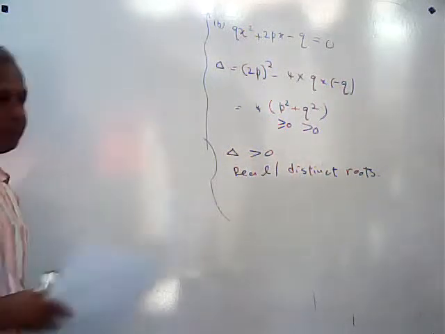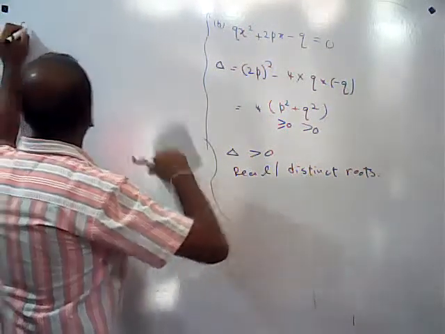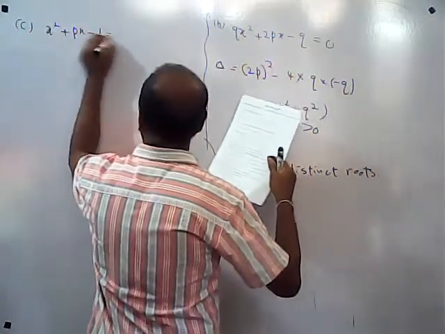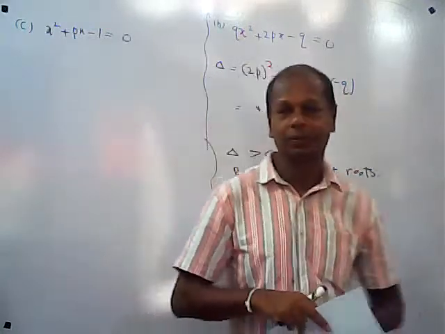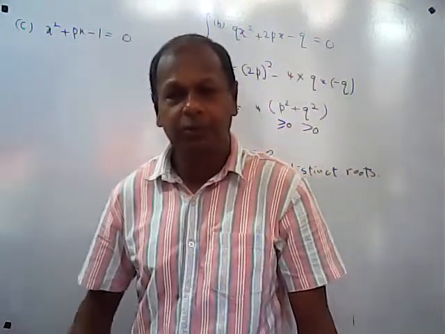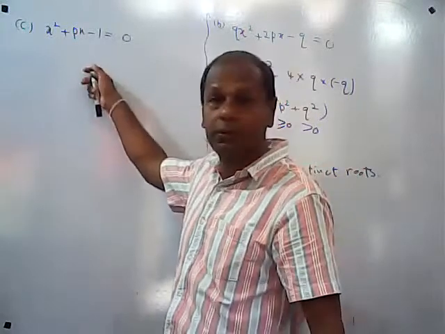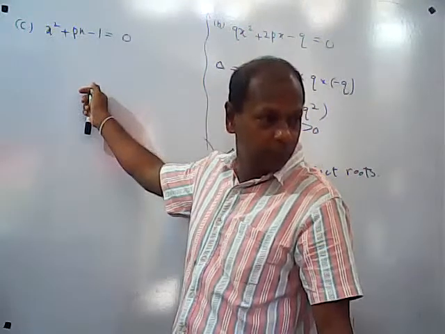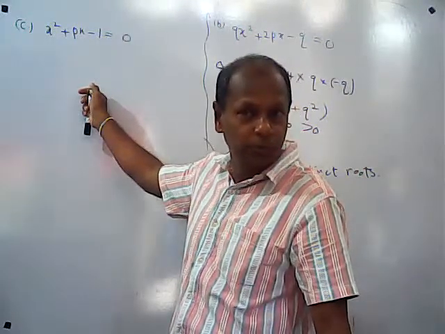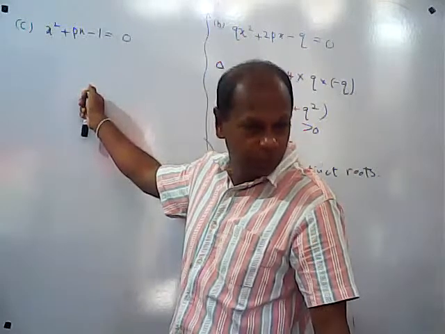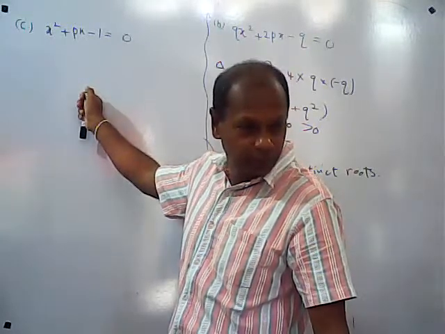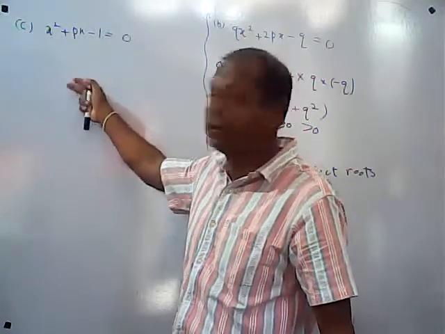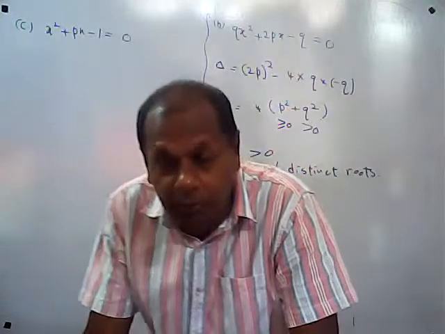Part 3, part B. X square plus px minus 1 equals 0. Right. What is the answer for this? Before I work it out, what answer did you get? What about you? Real line coincidence. Part C. What is the answer? Give the answer before I work it out.